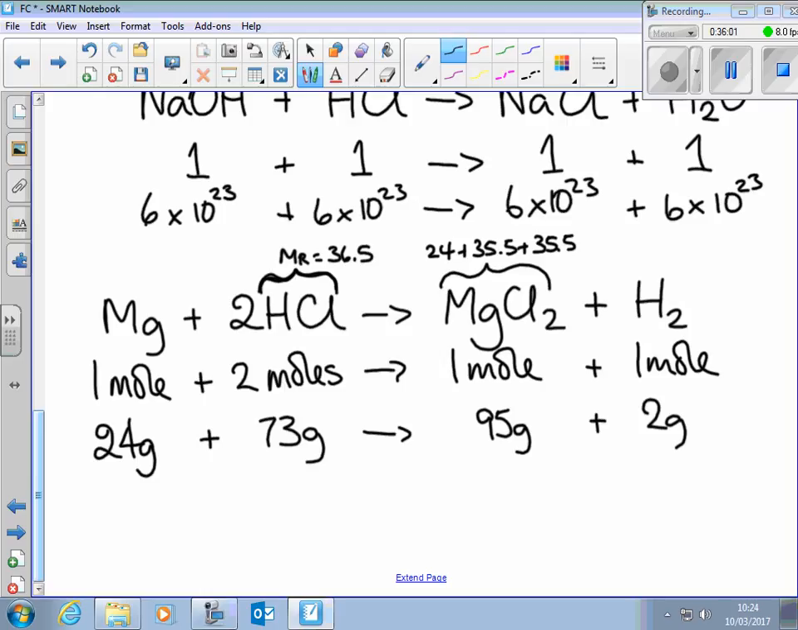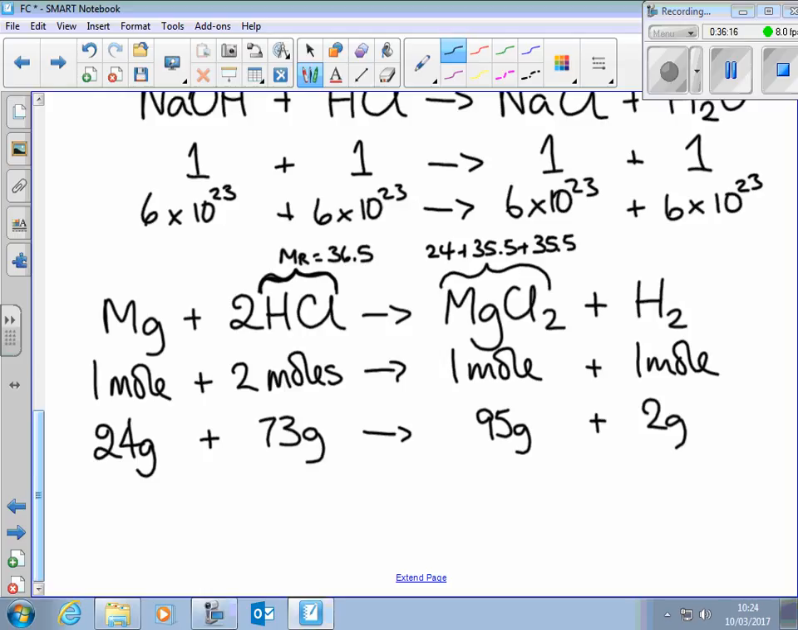Now, hopefully you can see why that starts to become more useful, because it means that we can actually work in masses. You can weigh something out and react it with a known quantity of something else, and you know what you're going to get.